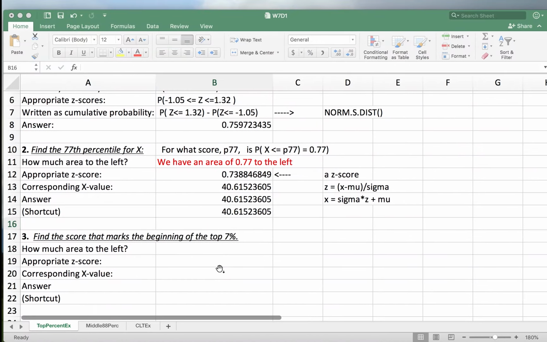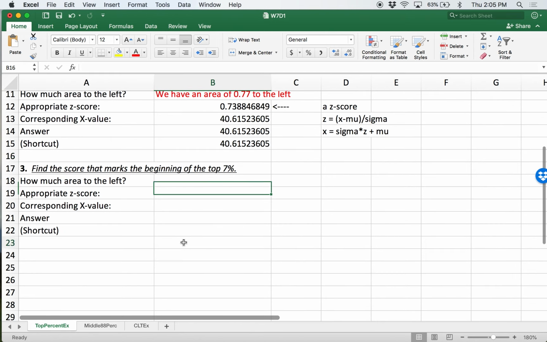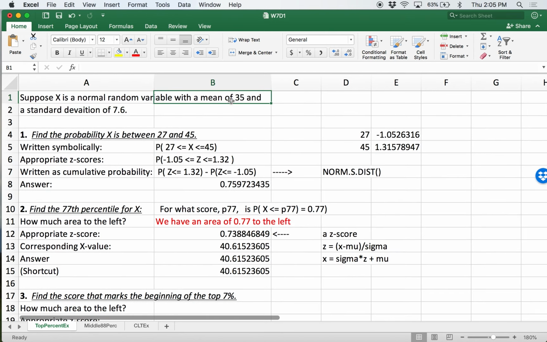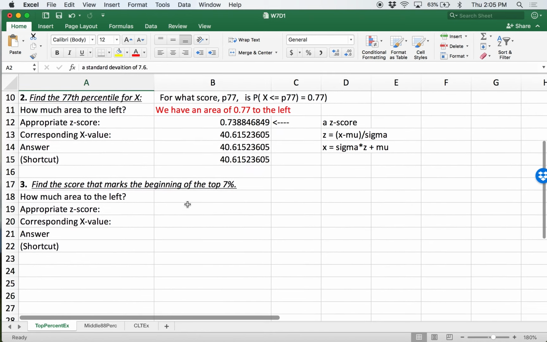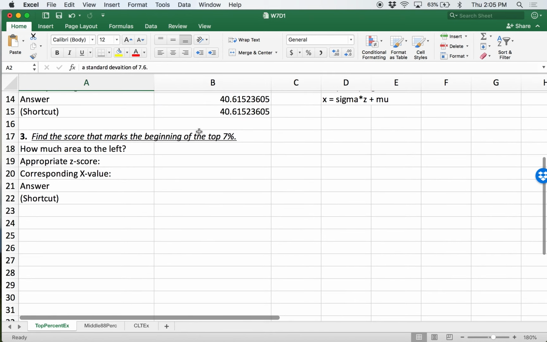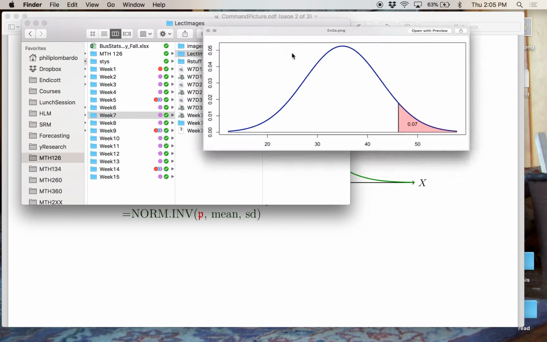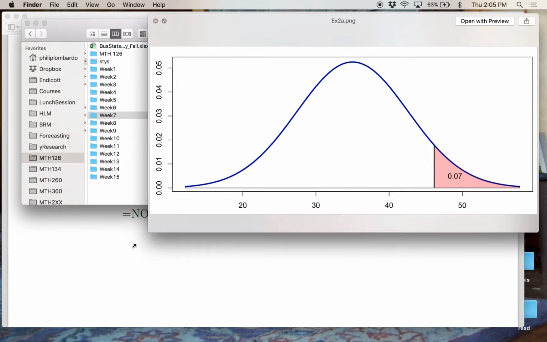Okay? So let's do another example here. Find the score. So we're dealing with the same random variable, has a mean of 35, has a standard deviation of 7.6. But this time we want the score that marks the beginning of the top 7%. Right? So I've drawn a little picture here for our second example. Right, same basic idea.